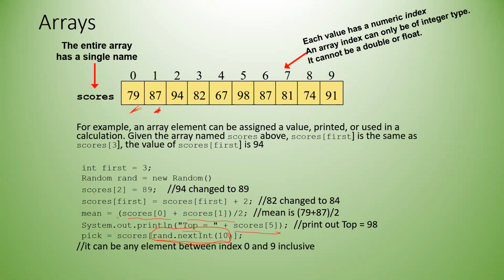And that will be the index. And whatever that index is, you will get the value from that location and assign it to pick. Okay, so that's how you reference each individual element. You use the name of the array followed by the subscript operator and followed by the index. Okay, any questions? And you can treat each element as an individual int variable. Each element is treated as an individual int variable if the type is int, okay?